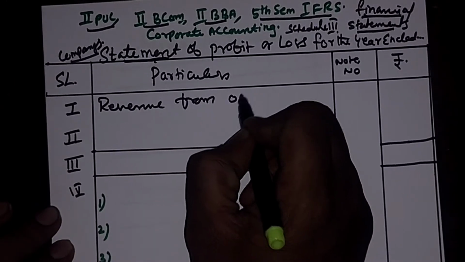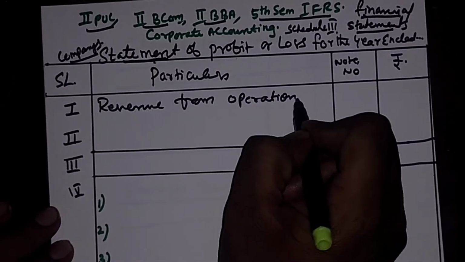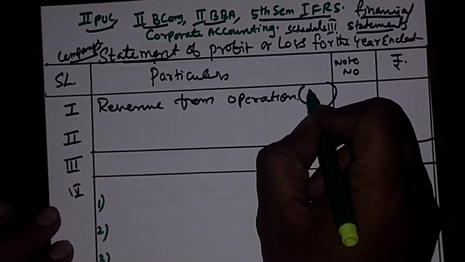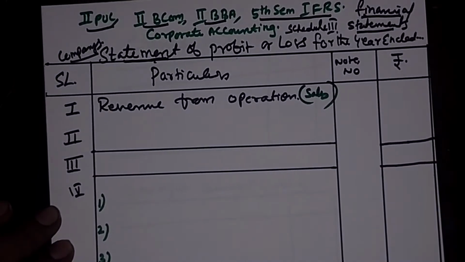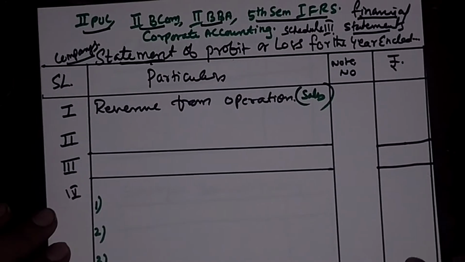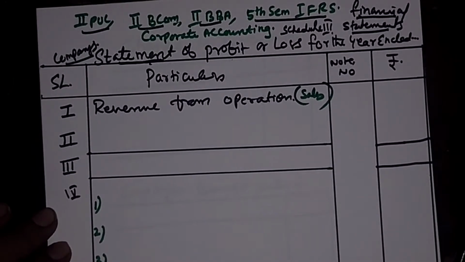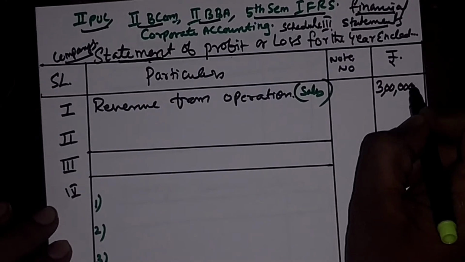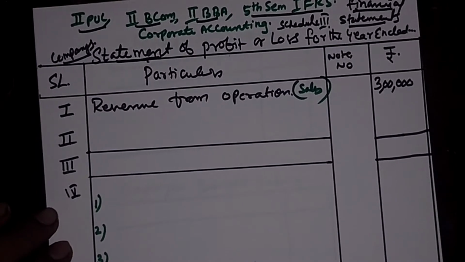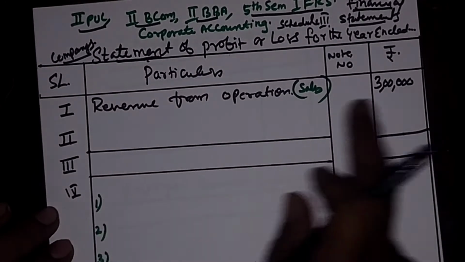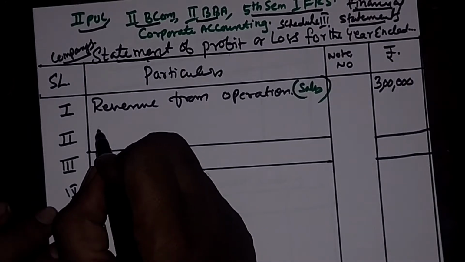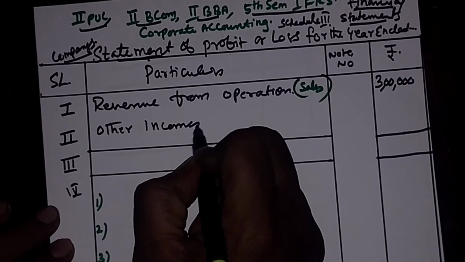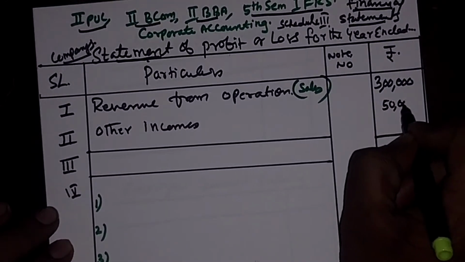revenue from operation. For your understanding purpose, this revenue from operation is the sales. And to make this problem very easy, I'll try to write the amount in imaginary figures, and this explanation I'll give on the next page. And revenue from operation is over. The second one is the other incomes. Other incomes. Let me write here 150,000.